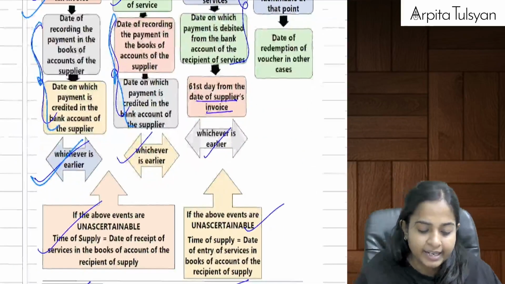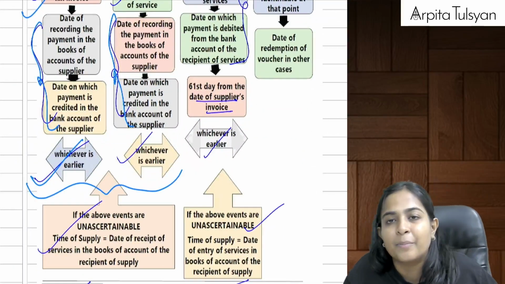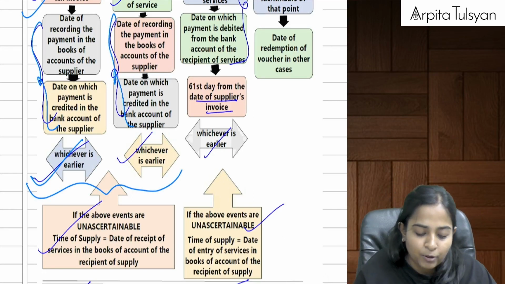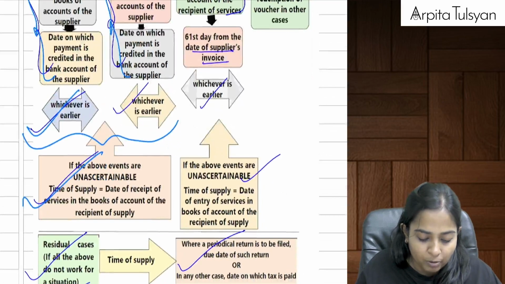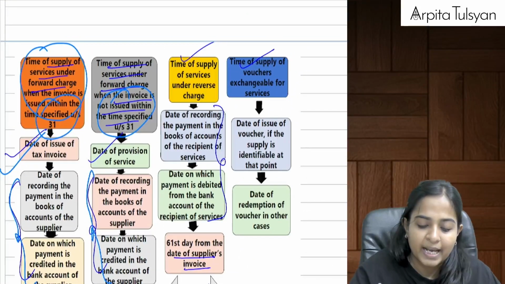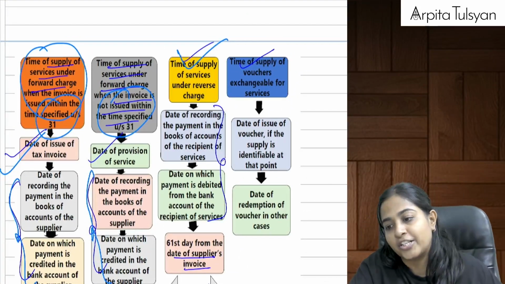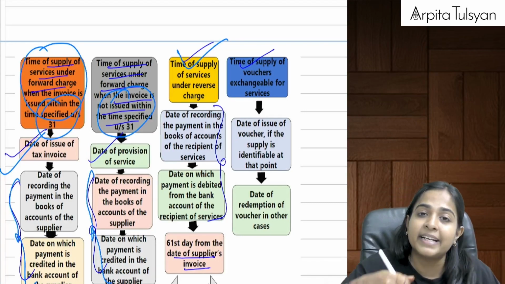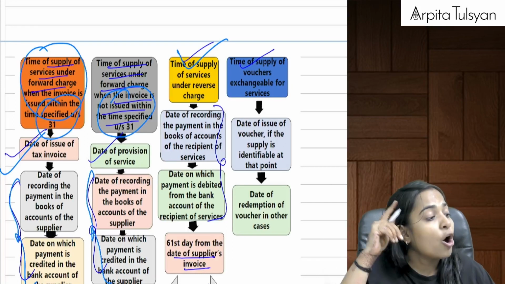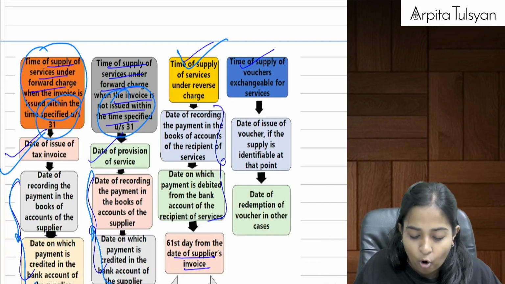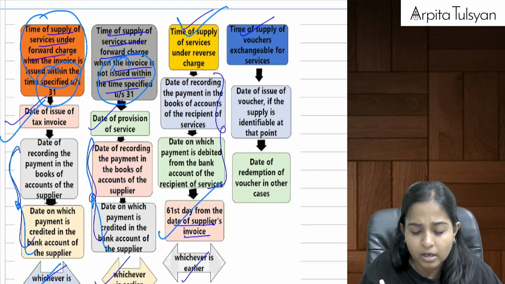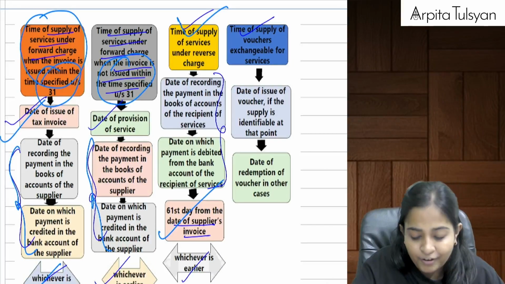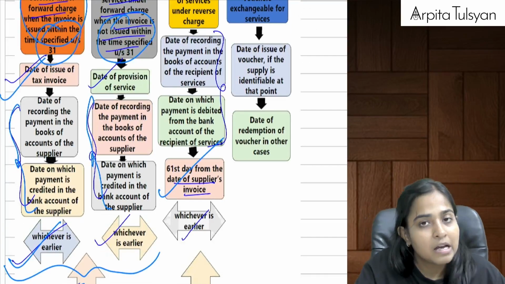Then in case of forward charge, if we are not able to determine, the time of supply will be the date when the recipient records the receipt of service in his books of accounts. Then next one, time of supply of services under reverse charge, except for associated enterprises. In that case, the time of supply will be the date of payment from the point of view of recipient or the 61st day from the date of issue of supplier's invoice or from the date of issue of tax invoice, out of these two, whichever is earlier.